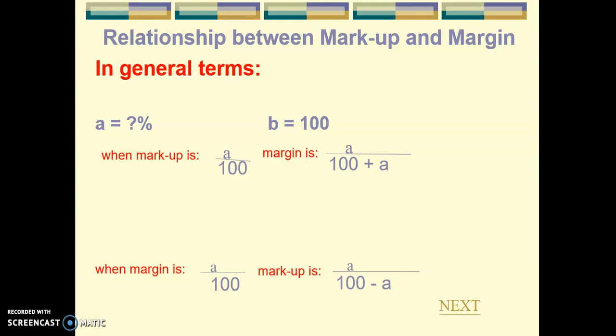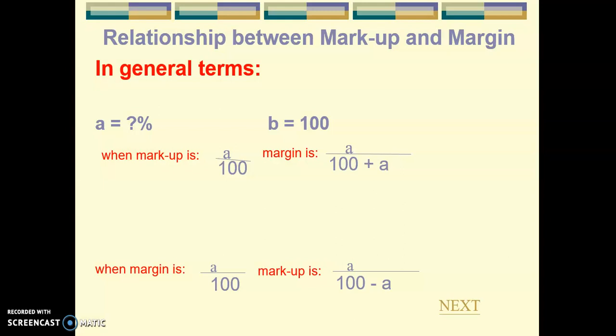So let's say A is 25%. That means when your markup is 25%, which is 25 over 100, because we used to have an A over B, and then say A over B plus A, the B would have been representing your 100. So if markup is 25 over 100, then your margin would be 25 over 125.